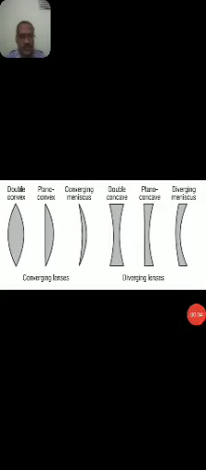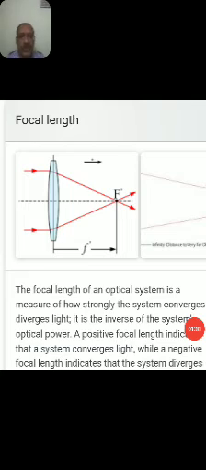Before starting the first unit, aberrations, let us look over the basics involved in optics relating to the lens. As shown in the figure, there exist several lenses: double convex, plano convex, and converging meniscus, double concave, plano concave, and diverging meniscus. First, let us see the diagram.